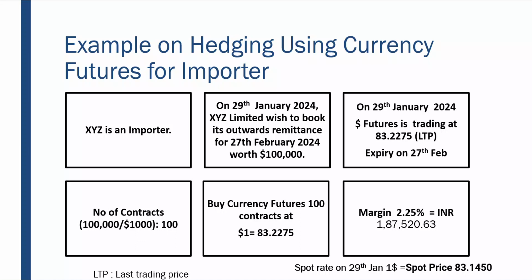So I have got a commitment from someone that I'll come on 27th of February and buy dollars at 83.2275 from that person. And that person has given me a commitment: you come to me on 27th of February, I'll give you dollars at 83.2275. So that's a commitment between the buyer and seller. Is that okay? Fine.